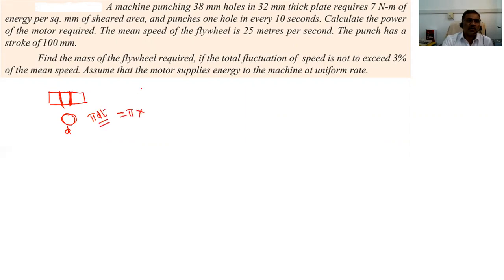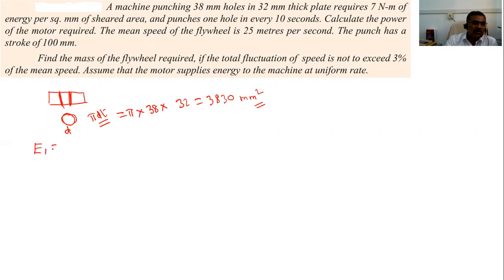Pi into, what is the diameter? Diameter is 38 and thickness is 32. So this will give the shear area. What is the value? 3830 millimeter square. Right? From that, what can you calculate? You can find the total energy required. That is E1.